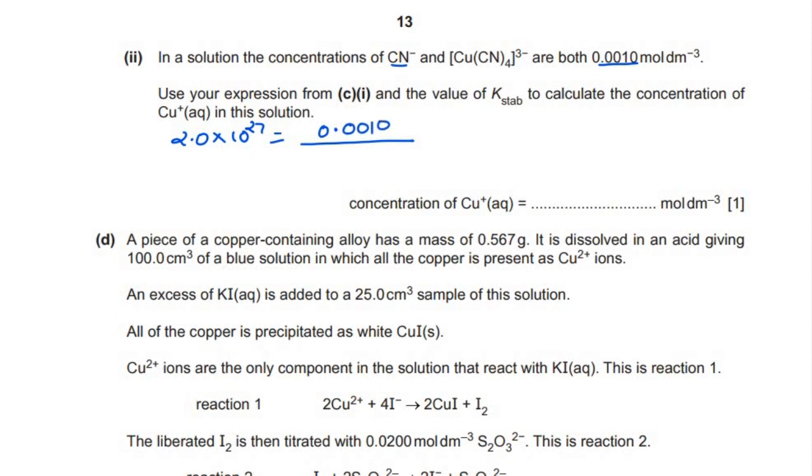0.0010 divided by the concentration of copper ions as such, and the CN- is also 0.0010, but that has got the power of 4. So if we substitute the values, we can get the concentration of copper(I) ions, which is 5.0 × 10^-19. Obviously it is 1 mark, but remember students, I always keep on telling my students that never ever calculate the answer directly in the calculator and write.